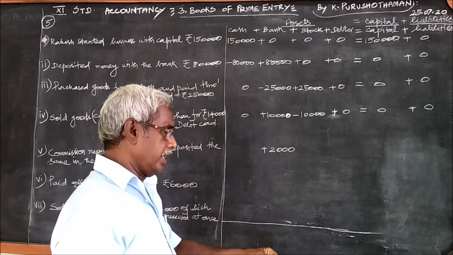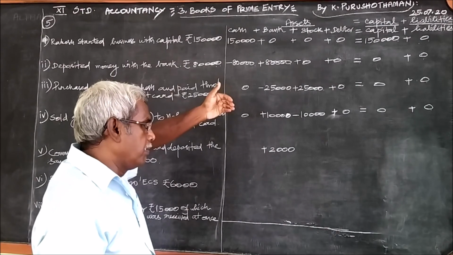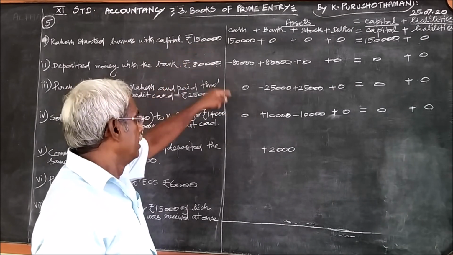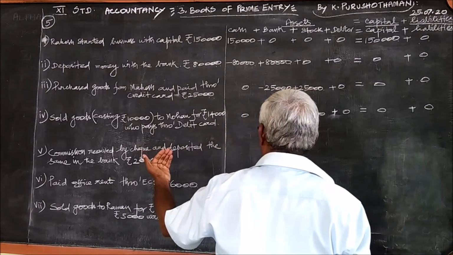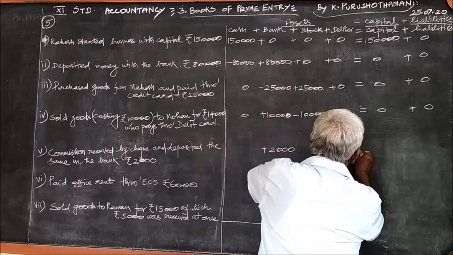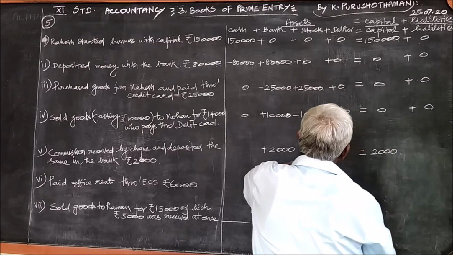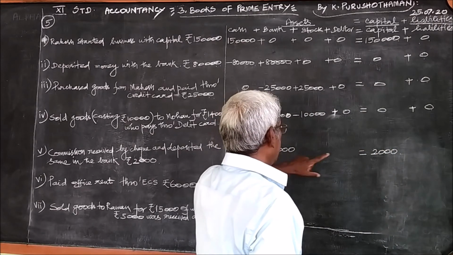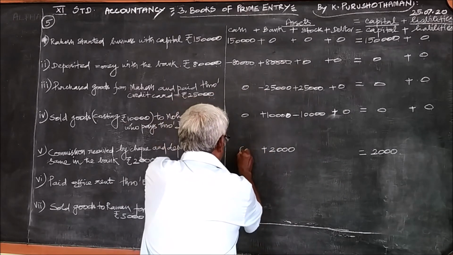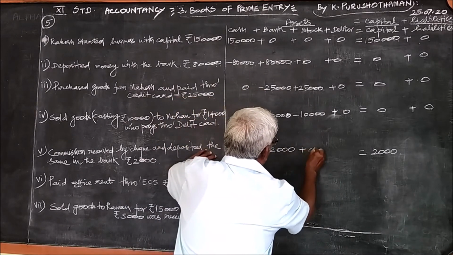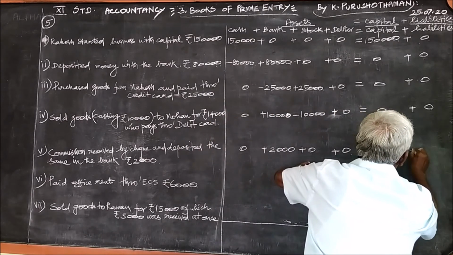A check received for 2,000 and deposited. So it goes to the bank, it will increase the balance, therefore plus 2,000. It is a commission received, it is an income, it will increase the capital also, therefore plus 2,000. So right hand side 2,000, left hand side 2,000, they are equal. For the rest of the places, put 0.